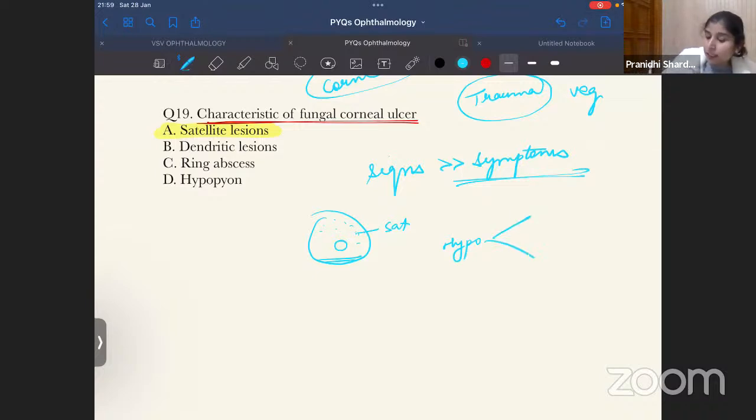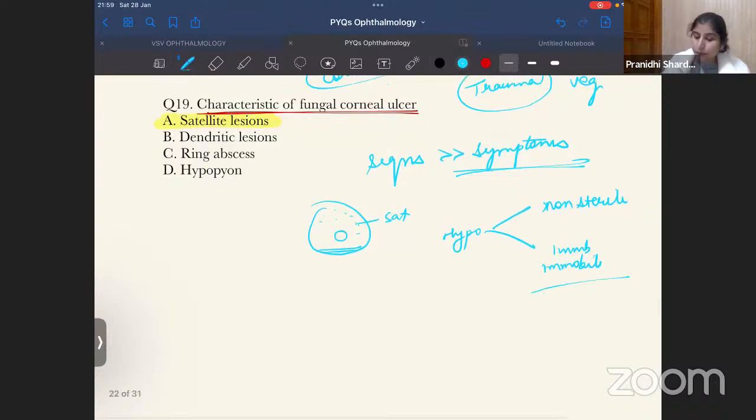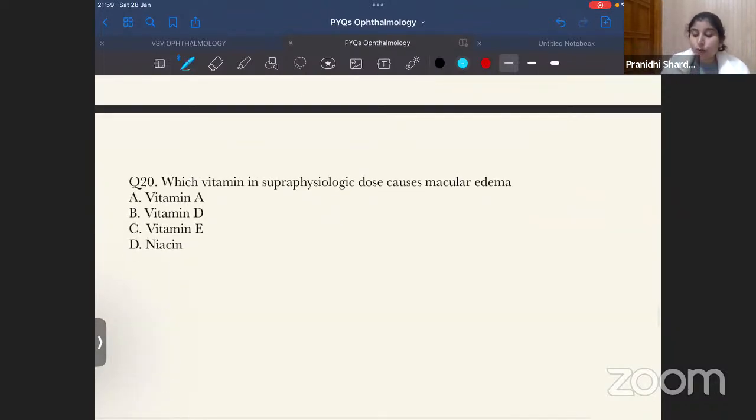So two things characteristic about the hypopion of fungal ulcer is it is non-sterile and immobile. Okay, it is immobile, because of the hyphae, it is immobile. Also learn about the viral ulcer, dendritic lesions, causes of dendritic ulcers.